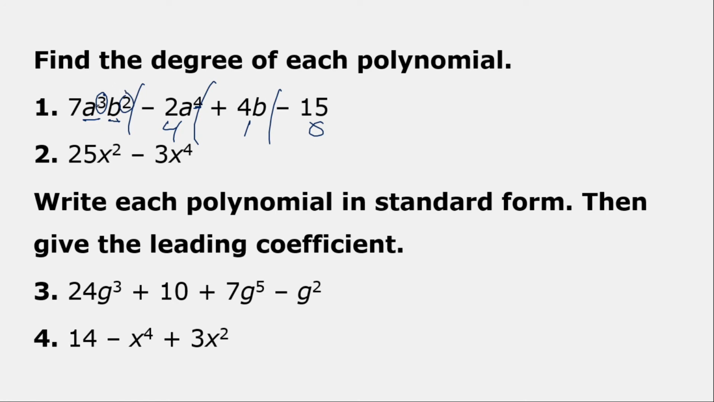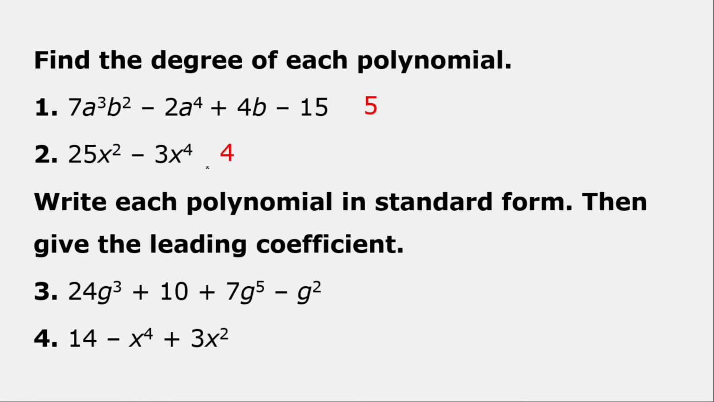So you need to add those. 3 plus 2 is 5. The degree of the polynomial is the highest degree of a term that it has. So it is 5. Number 2. Let's try to do this. The degree of this is 2. The degree of this is 4. So number 2 is of fourth degree.